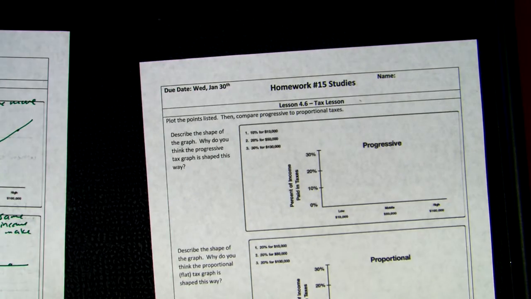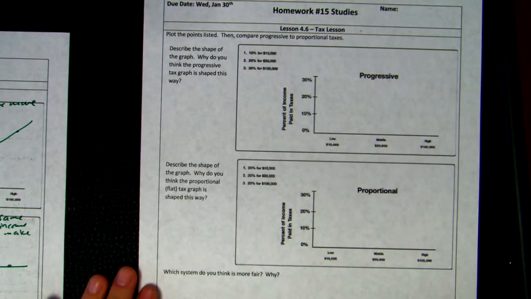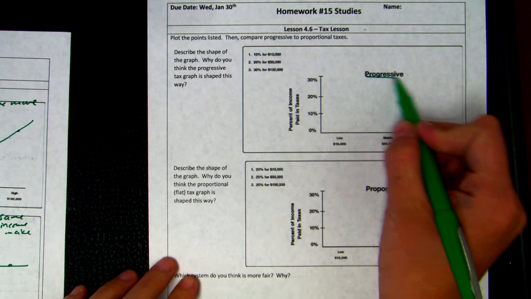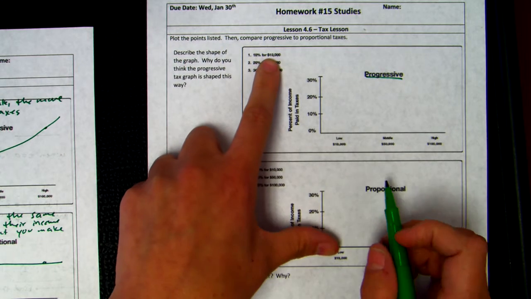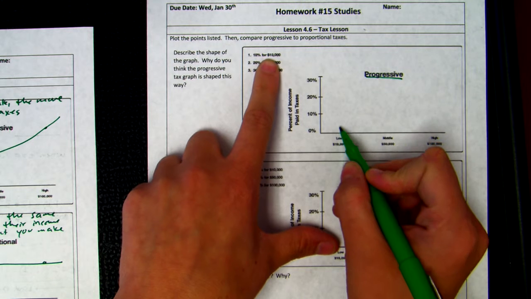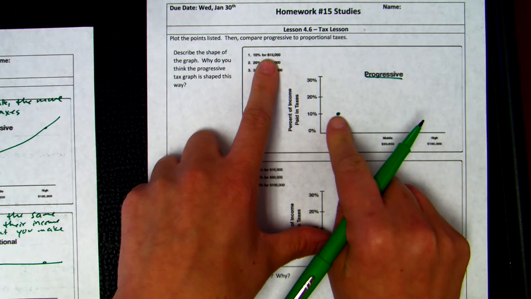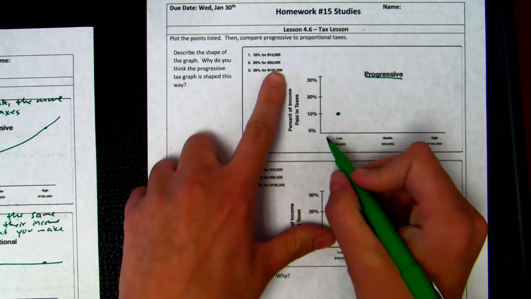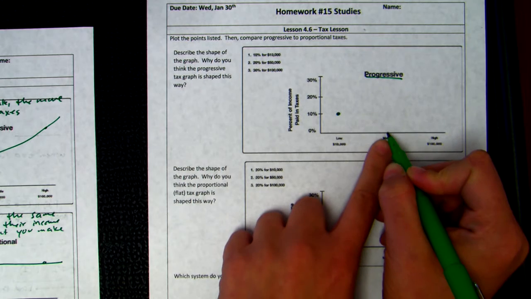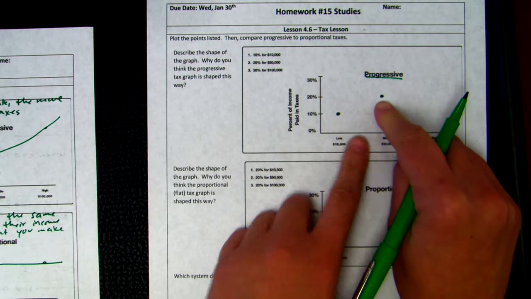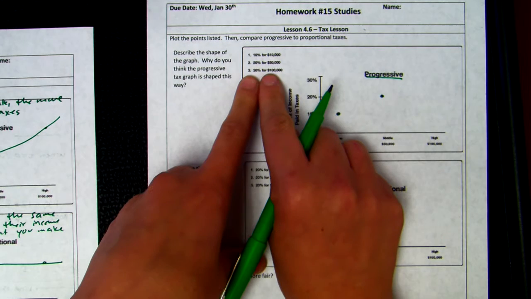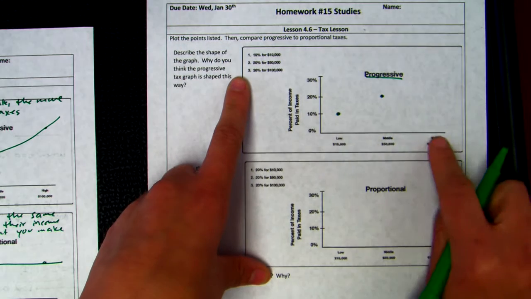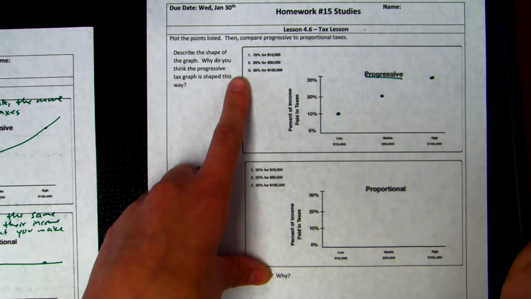Okay? So on this one, we're just looking at the two differences between the two tax systems we've already talked about. The first one is progressive. So if we look at this, it says 10% for $10,000. So if I'm at $10,000, if that's the amount of money I'm making, I'm paying 10% of that in taxes. My next one is 20% for $50,000. So I go over to where I'm making $50,000, I'm paying 20% in taxes. And then finally, my high is $100,000, and at $100,000, I'm paying 30% in taxes.